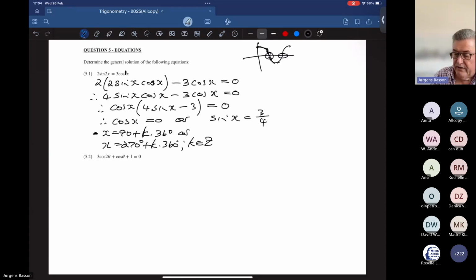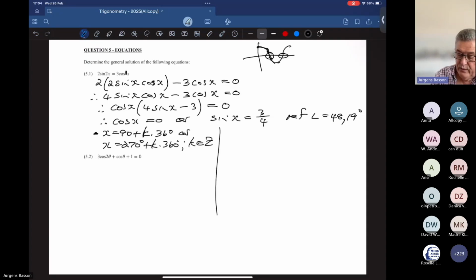We now need the reference angle, because this is not a special angle, so they need to use a calculator. I've got it as 48,19. I think I'm correct. And now sine is positive, so we work in the first and second quadrant. So it means we will say that x is equal to, in the first quadrant, I just wanted to make sure that I've got this correct. No, my angle is wrong here. This is not the reference angle.